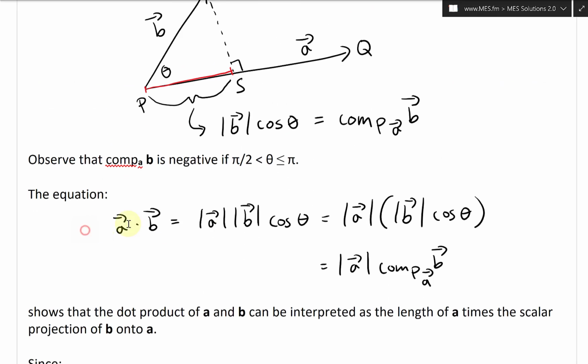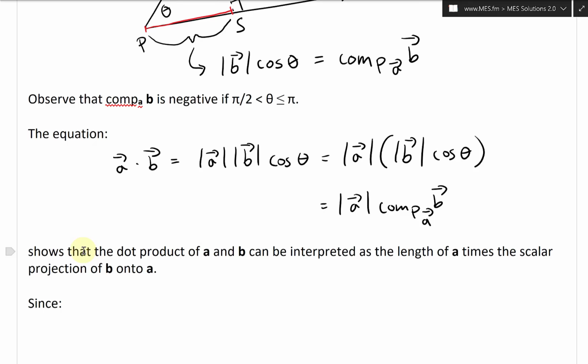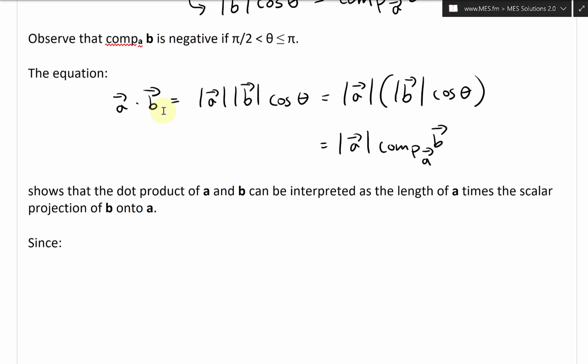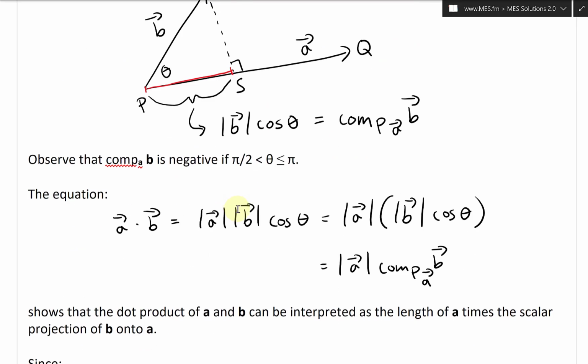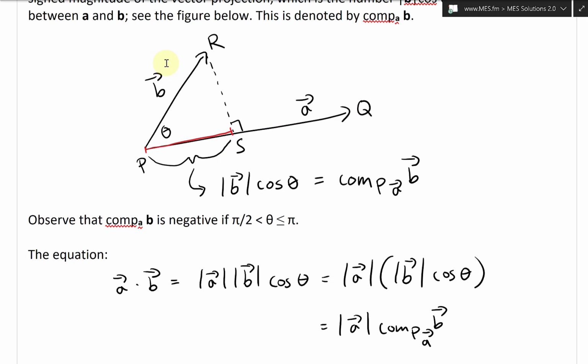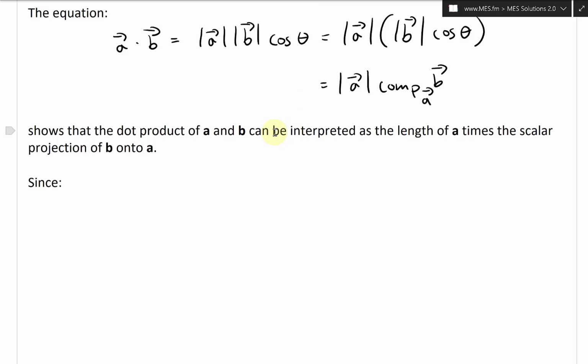Yes, fascinating stuff. So this equation right here shows that the dot product of A and B can be interpreted as the length of A times the scalar projection of B onto A, which is quite interesting. So if you look at it here, this could be viewed as the length of A times the projection of B onto A. So you're multiplying by the amount that the shadow is actually hitting here, perpendicular, which is quite interesting.